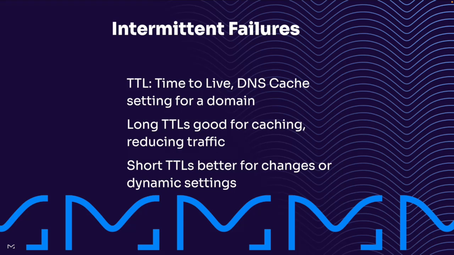Long TTLs are good for caching and reducing traffic and overhead, but nowadays a lot of people really prefer shorter TTLs. They're better for making sure that changes show up quickly, or when you're doing things with dynamic settings, with special types of functionality where you might want to make sure that results are cached for as little as possible, sometimes almost not at all.